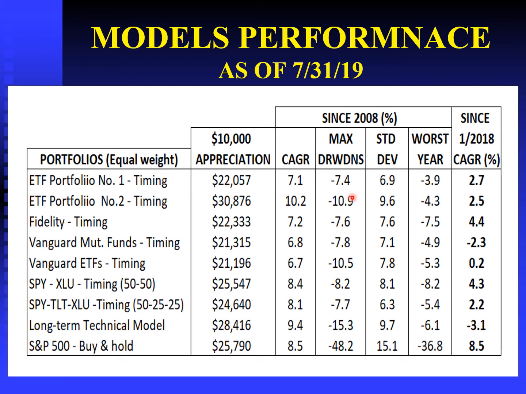But look at the loss. You only lose 10%, the worst loss during the period, rather than 48%, or you lose only 4% rather than 36%. With much less volatility, 9.6% instead of 15%. So portfolio number 2, since 2008, has not only outperformed the buy and hold, but also with considerably lower drawdowns and lower volatility.